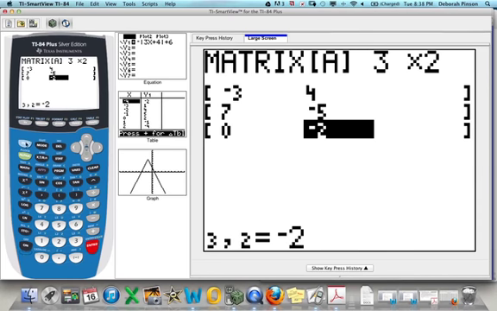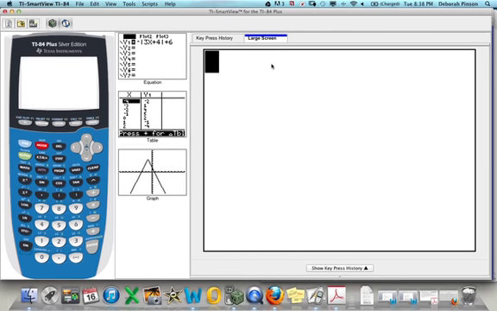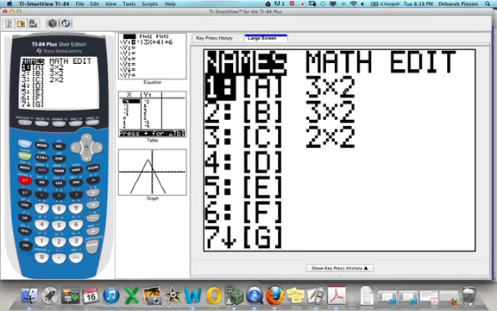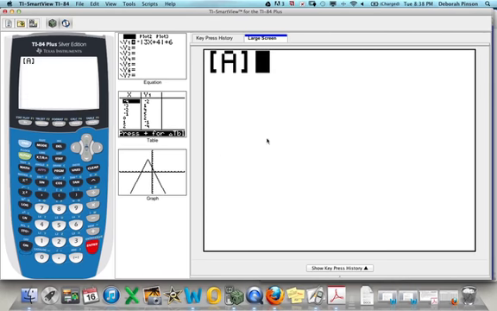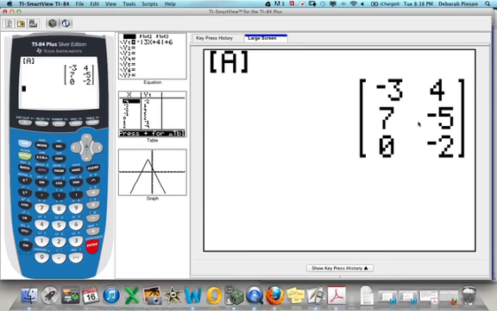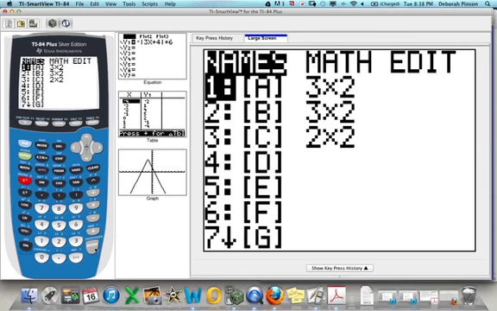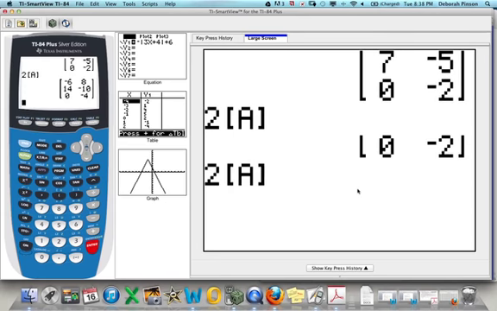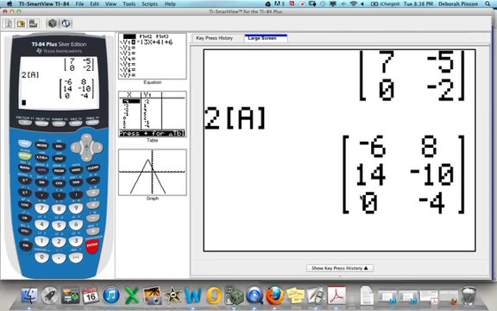Okay, now I'm going to just quit out of here, so second, quit. If I want to pull that matrix up to use it, I'm just going to go back to that matrix menu and pick A. See how it's a 3 by 2? That's where I put my matrix in there. Here it is. There's my matrix. I can do anything I want with it. I can multiply 2 times A, and it'll take that 2 and distribute it out.